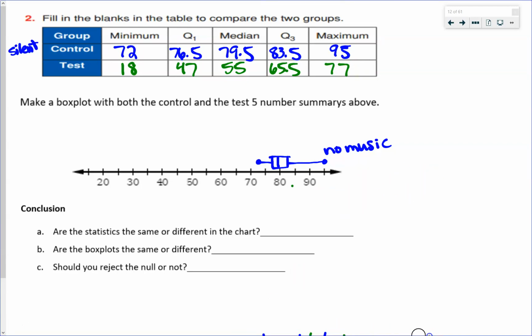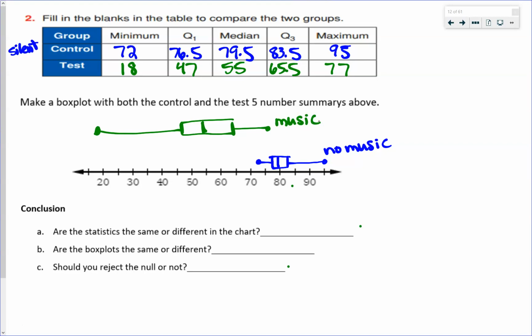All right, so now we're going to put these on the same number line. So here we go. We have 18, 47 is going to be about right here. 79.5, 83, oh, that was the wrong data. 55, there we go, median. Q3 is 65.5. There we go. And then our maximum was about 77. There we go. All right, and this had music playing while they took their quiz.